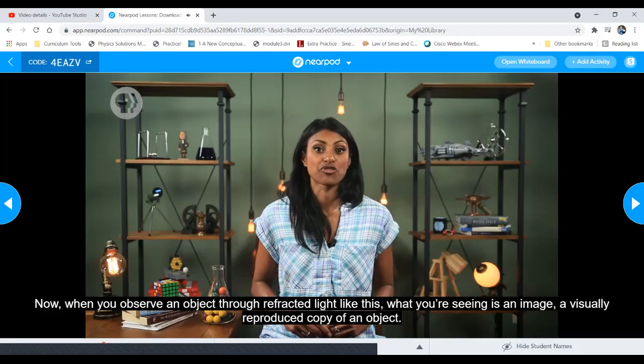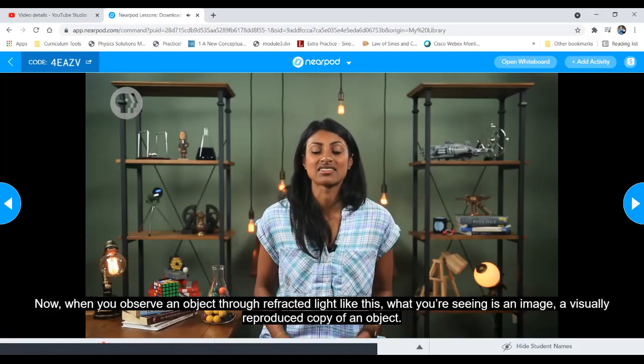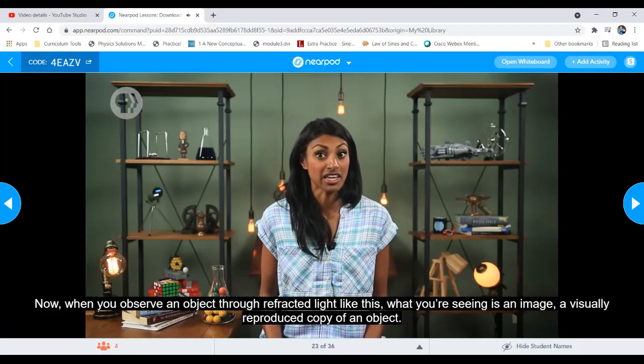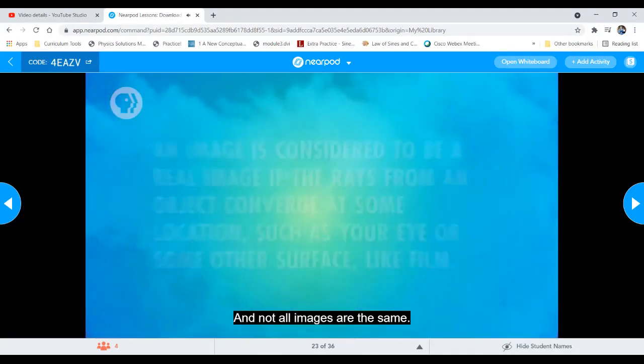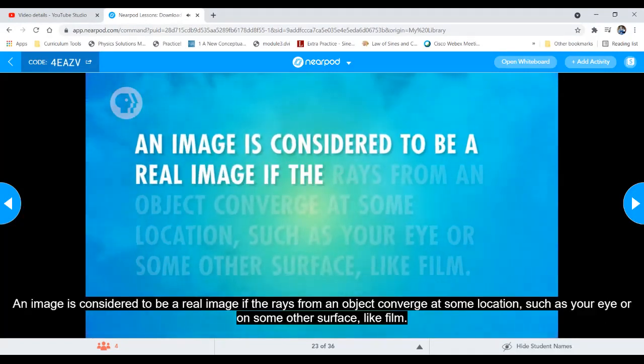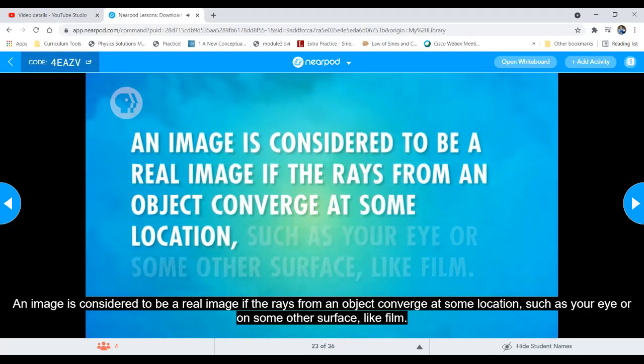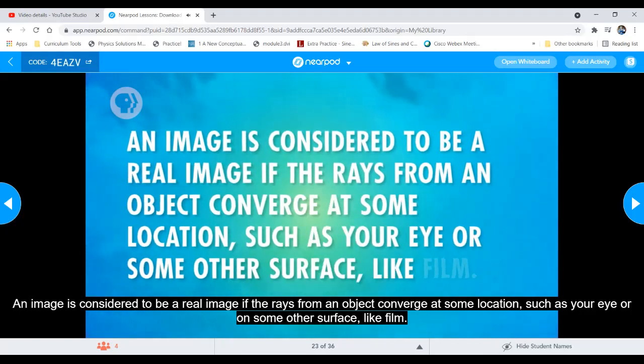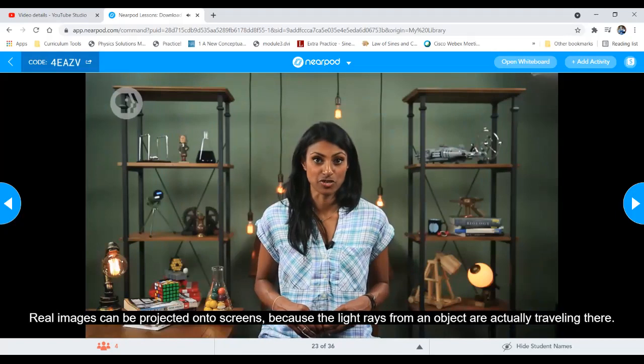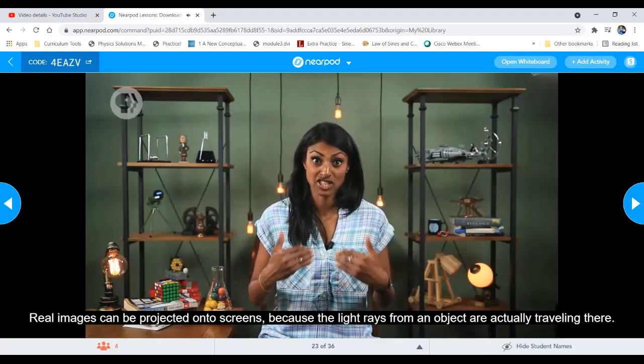Now, when you observe an object through refracted light like this, what you're seeing is an image, a visually reproduced copy of an object, and not all images are the same. An image is considered to be a real image if the rays from an object converge at some location, such as your eye or some other surface like film. Real images can be projected onto screens because light rays from an object are actually travelling there.